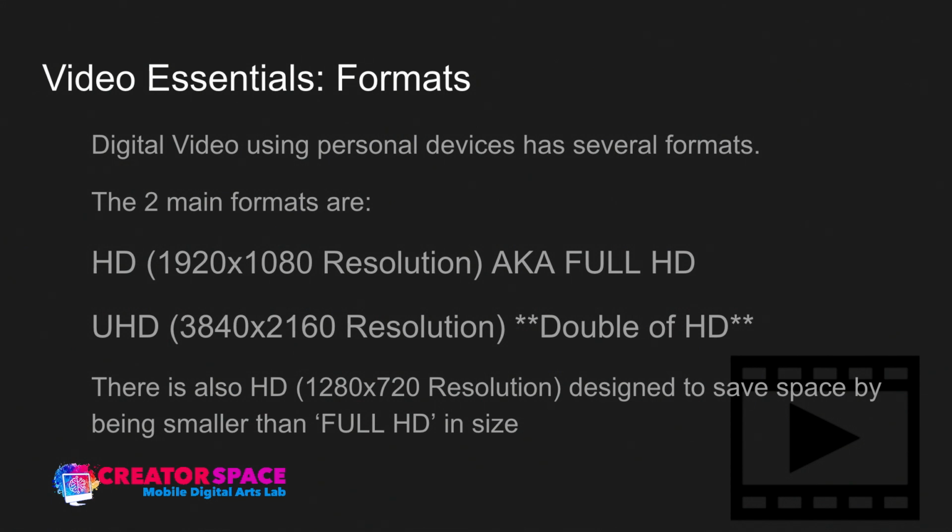Then we get into UHD, or 4K, a lot of times referred to, and essentially that's double what HD is. So it's 3840 by 2160. So you can see the 1080 times 2 is 2160. So it's double the amount of horizontal lines of resolution. So that gives you double the quality, double the amount of information as well, right? So that's going to come into play later when we talk about storage.